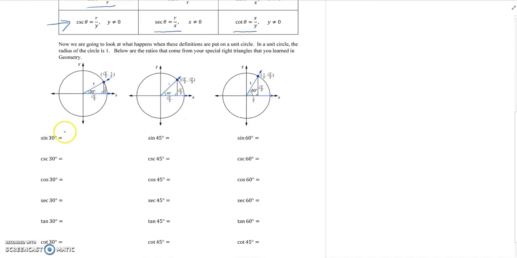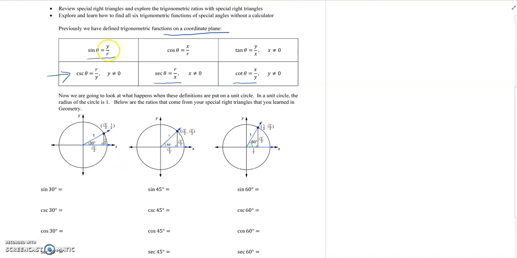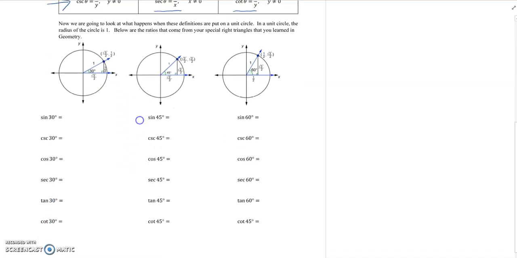So the sine of 30. Here's our 30-degree angle. The x-coordinate is root 3 over 2, and the y-coordinate is 1/2, and since we're on the unit circle, the radius is 1. So sine is y over r. When we take our y-coordinate, which is 1/2, and put it over the radius, which is 1, we discover that the sine of 30 is just 1/2.